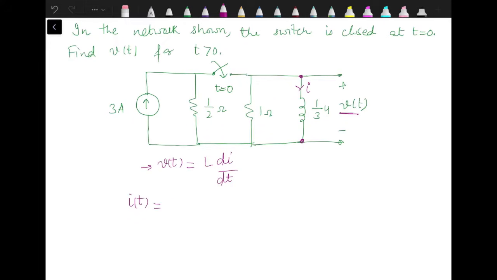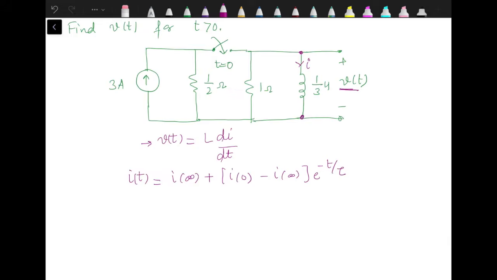The expression for finding i(t) is i infinity plus i0 minus i infinity into e raised to minus t by tau. Now we need the value of i infinity, that is steady state current after switching, i0 initial current through the inductor that we find from the before switching conditions, and time constant. That's why we have three steps. First one is calculation of i0, that is from before switching conditions.